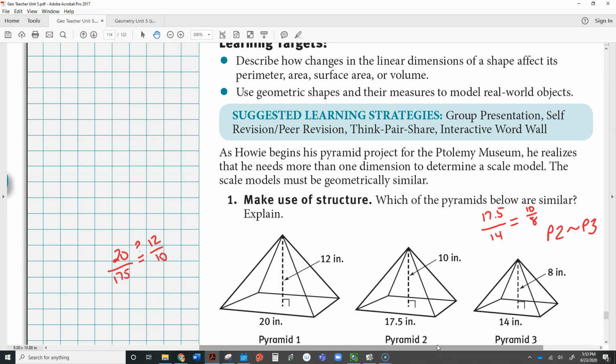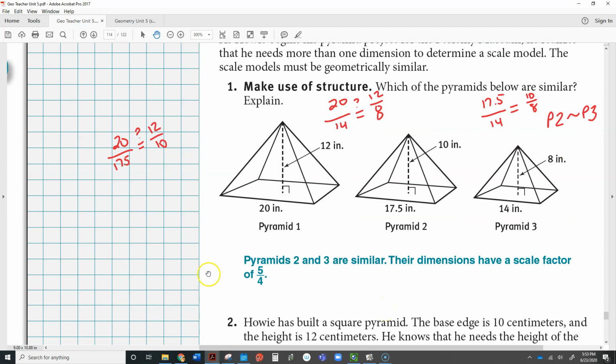Now we need to check 1 and 3. We've checked 2 against each one of them. Now we need to check 1 and 3. And we do it the same way. 20 over 14, is that equal to 12 over 8? Cross multiply. 14 times 12 gives me 168, and 20 times 8 gives me 160. So, no, the only ones that are similar are pyramid 2 and pyramid 3. So, we're right. Pyramids 2 and 3 are similar.